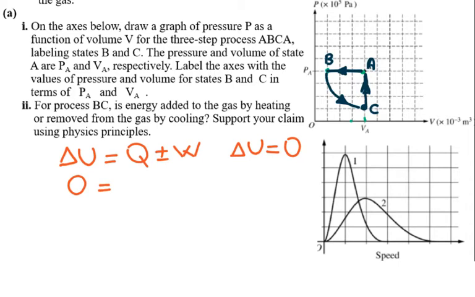Then because the gas is expanding, negative work is done on the gas, or positive work is done by the gas on the environment. So for that reason, you have to have Q added into the system. So for the answer, for the process BC, is the energy added to the gas by heating or removed from the gas by cooling? You would say the energy needs to be added into the system by heating it up.